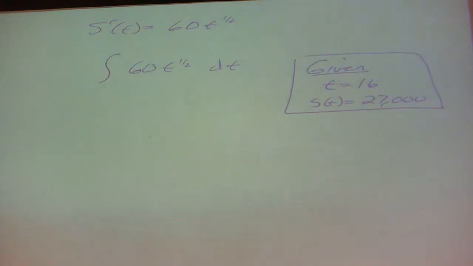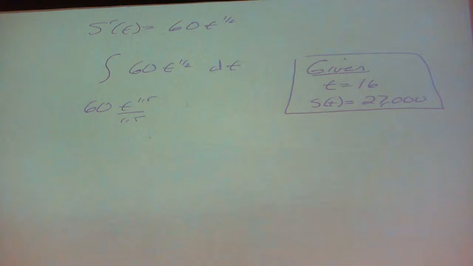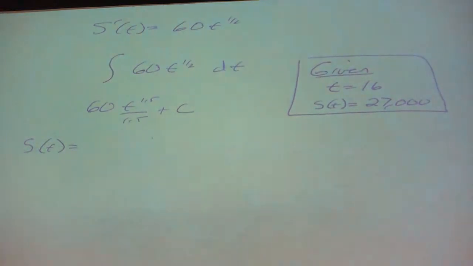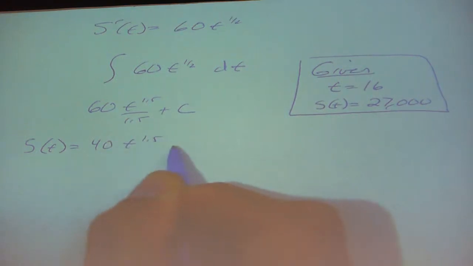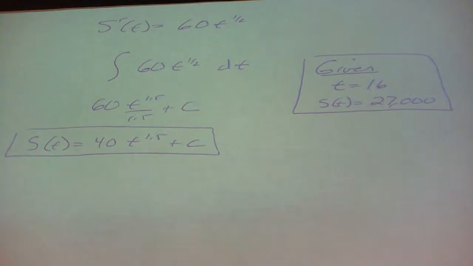Okay, see how the integral came out? This would be 60 t to the 1.5 over 1.5, or you could have done 3 over 2, plus c. So my original function, 60 divided by 1.5, is 40 t to the 1.5 plus c. So did we get the integral correct? Questions there?